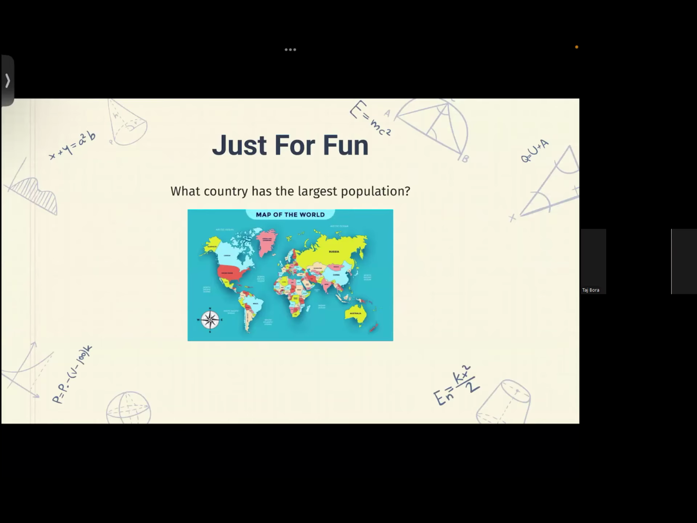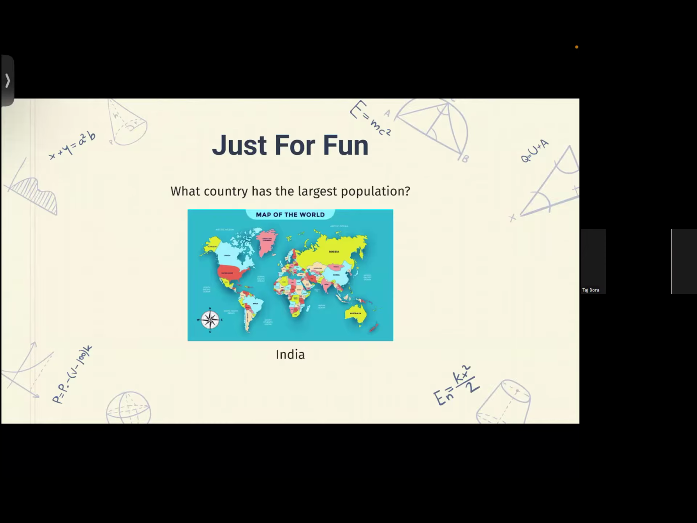Just for fun, could anybody say which country has the largest population? India. India, correct.